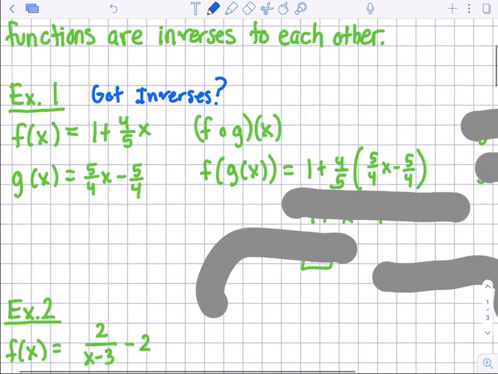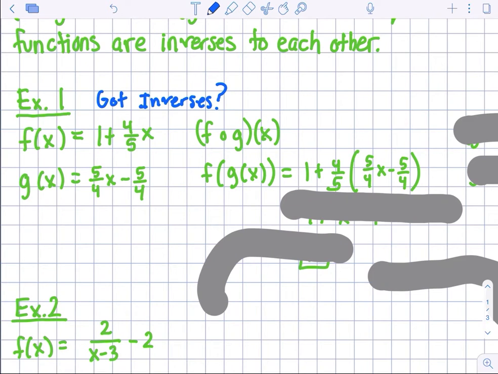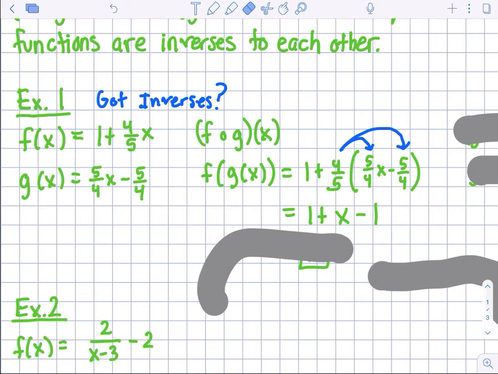Now we have to simplify that, so you distribute. Now, 4/5 times 5/4, you recognize that these 5s would cancel and these 4s would cancel, so for that one, you would only have an x. And then when you do this one, the negative 5/4, these will cancel and these would cancel, which would just leave you with -1. So 1 plus x minus 1. And then 1 minus 1 is just x.